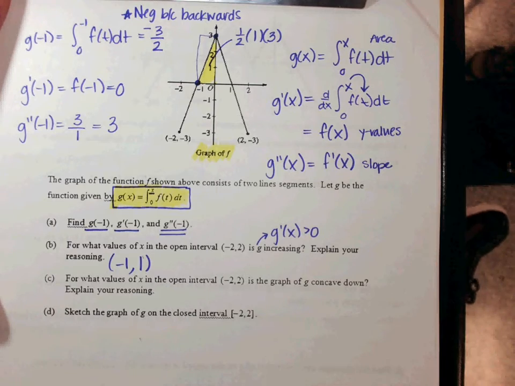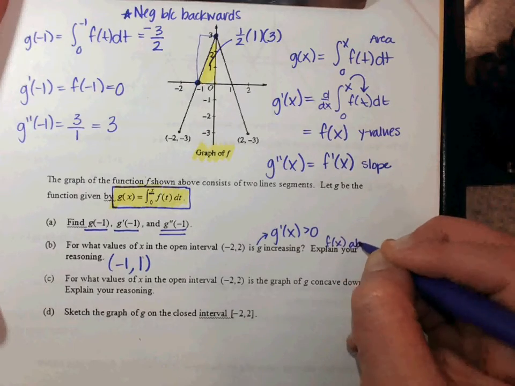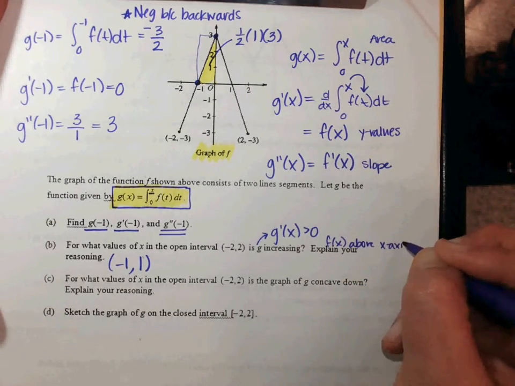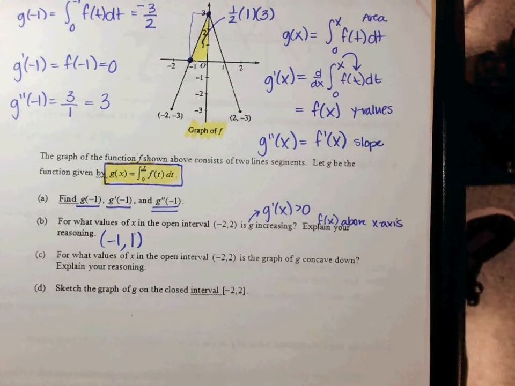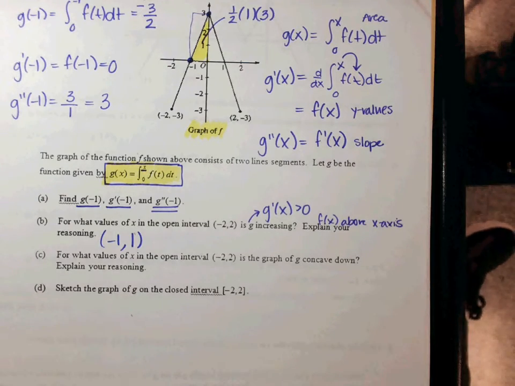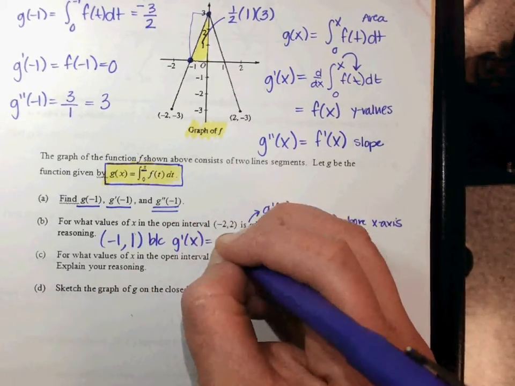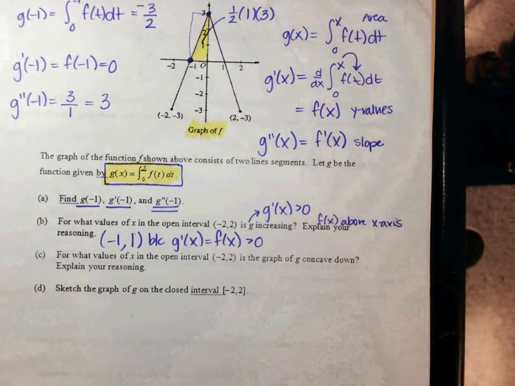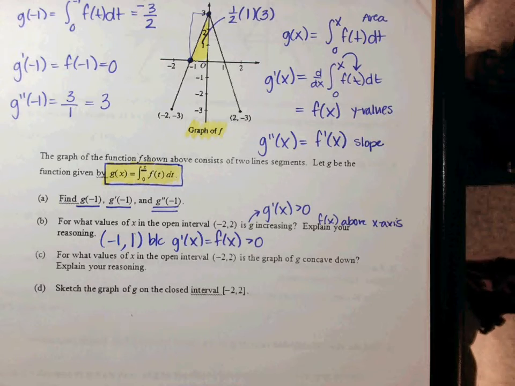Very good. So what you're looking for is you want f of x to be above the x-axis. The tricky thing that you have to remember is that they're asking you questions about g, but you don't have a picture of g. So you're having to use f to make those conclusions. Okay? So let's put our explain your reasoning: because g prime of x, which is really just f of x, is greater than 0.